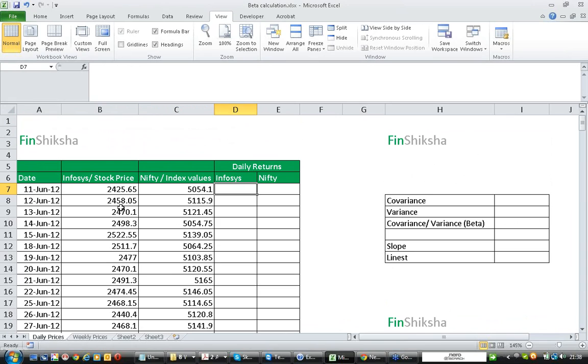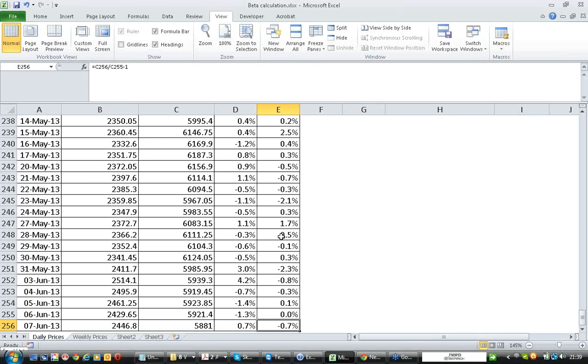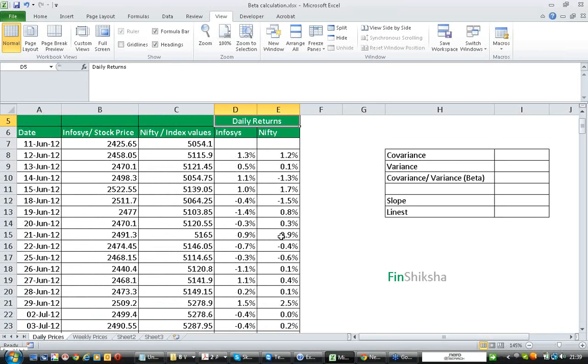To calculate beta, we first need to calculate daily returns of stock and market respectively. The daily return can be calculated as today's closing price divided by previous day's closing price minus 1. You drag this, you will have daily return of stock for the entire period. The daily return of index is today's closing price divided by yesterday's closing price minus 1. So we have market's daily return. So we have calculated daily return of stock and market for last 1 year.